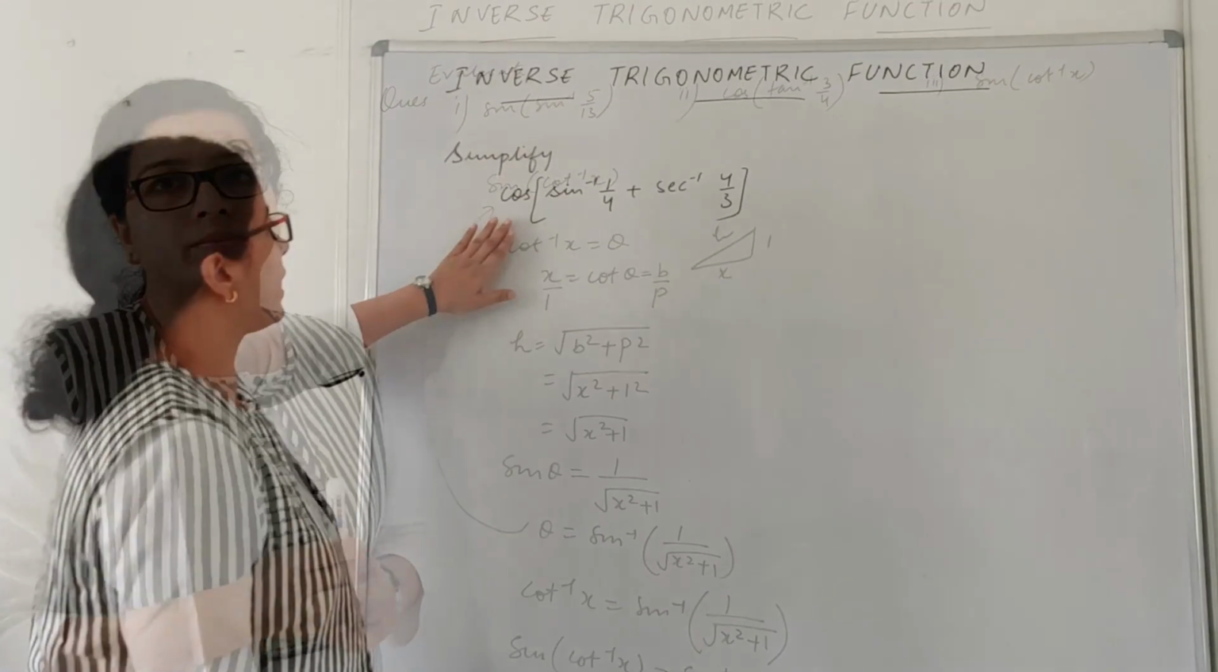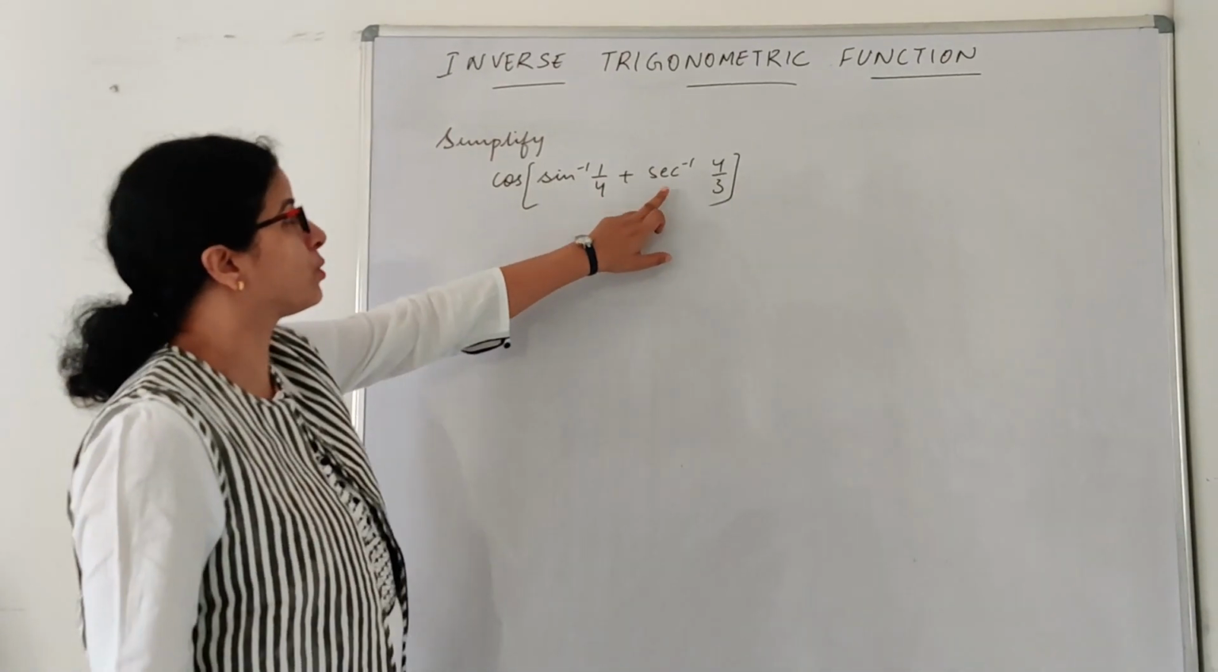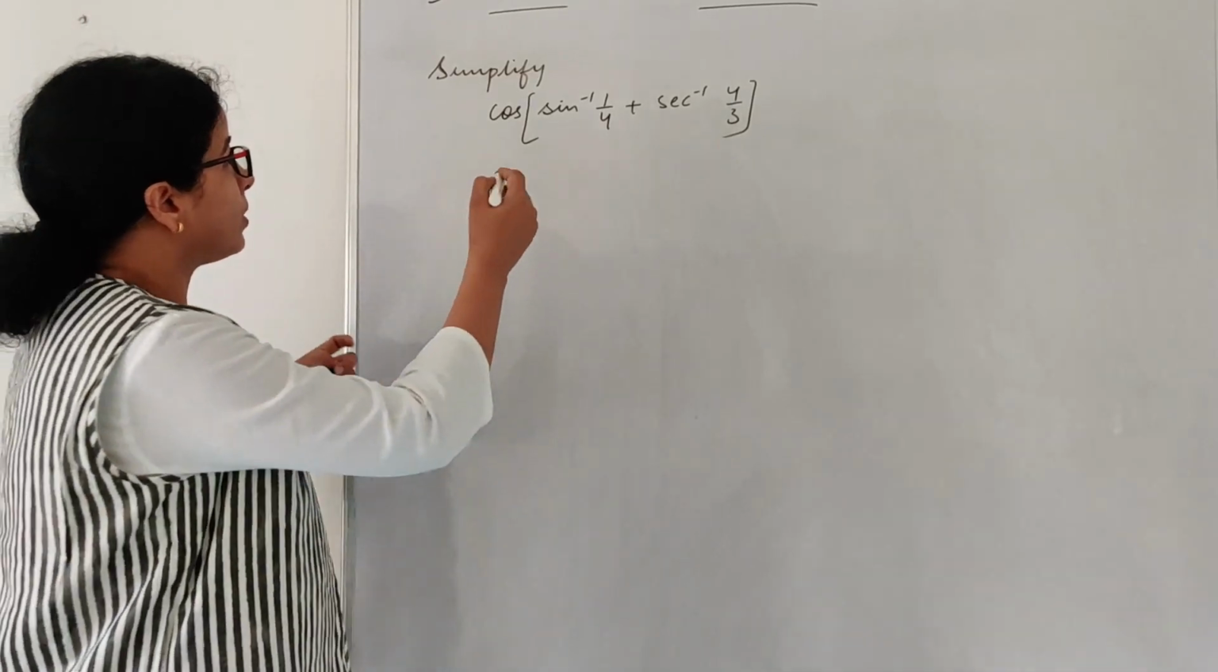Okay. So I have cos of sine inverse x plus secant inverse 4 by 3. So what is the formula for cos of a plus b?